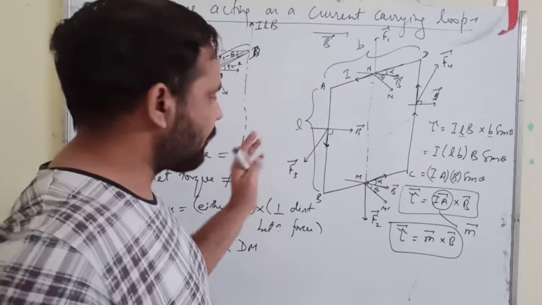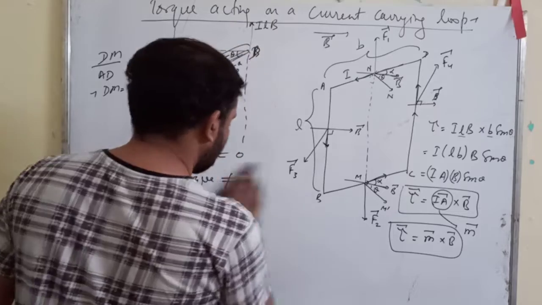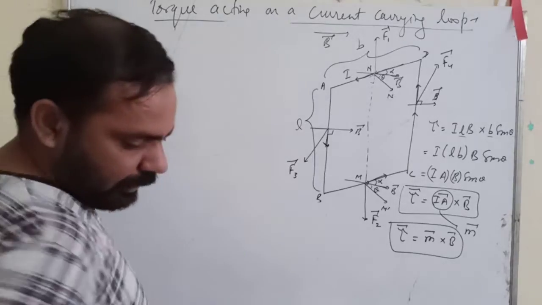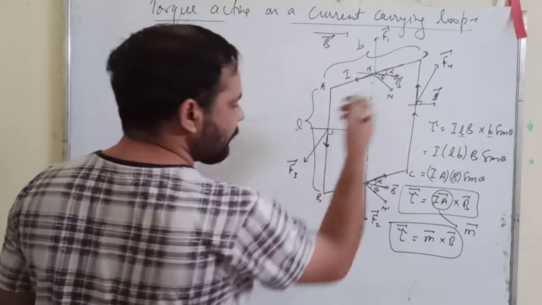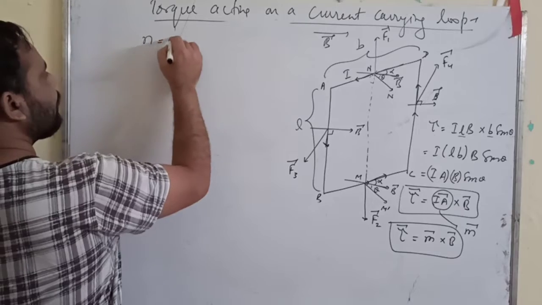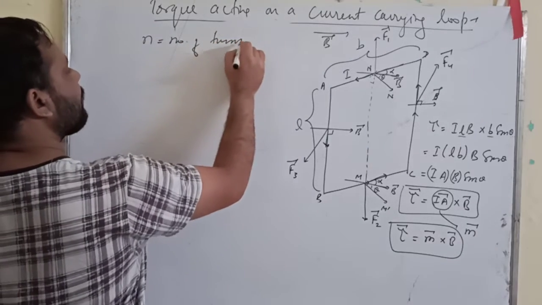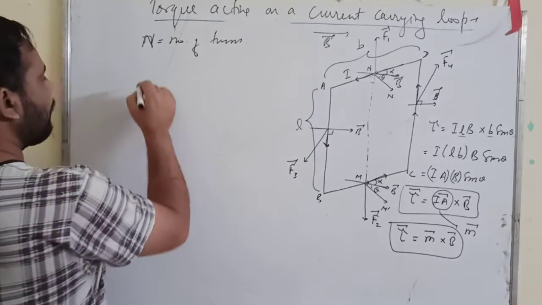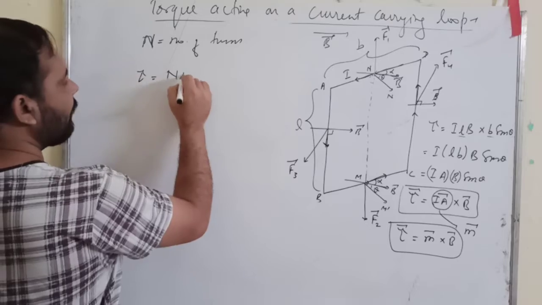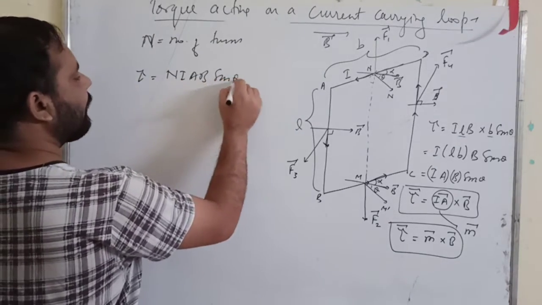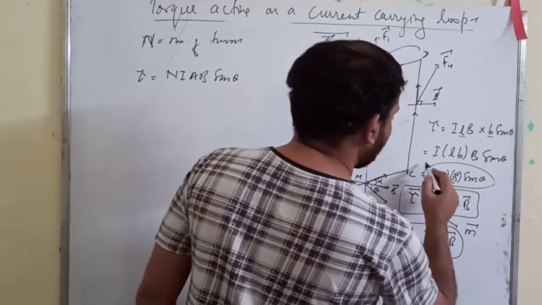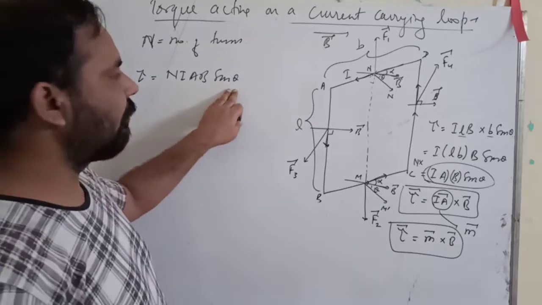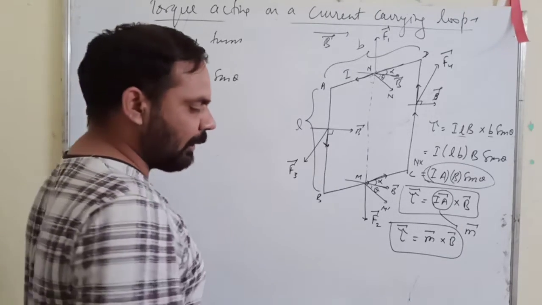I think this must be clear here. Now a few things to be remembered. First, suppose the coil has N turns, with capital N denoting the number of turns. Then the torque acting will be equal to NIAB sine theta. Simply, the formula will be multiplied by N.